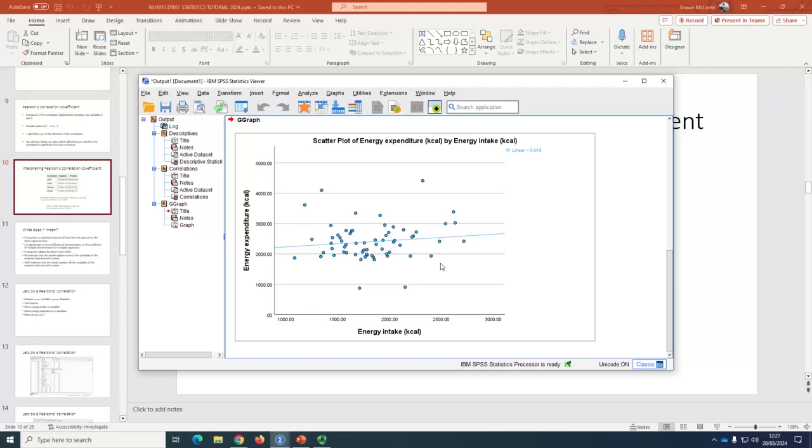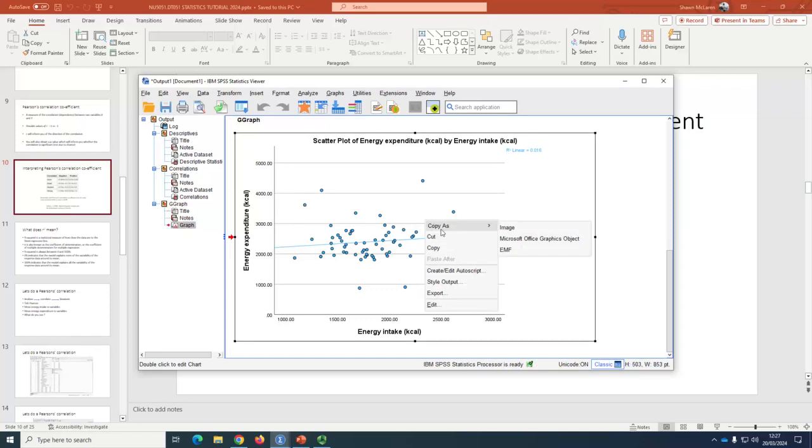The way to do that is if you right-click on it, you can copy it as an image, and paste it into any file that you like. So you can do that, and you'll get a nice high def picture of that correlation result.